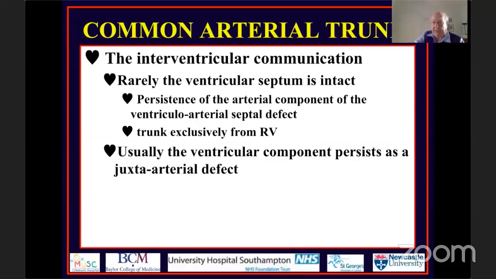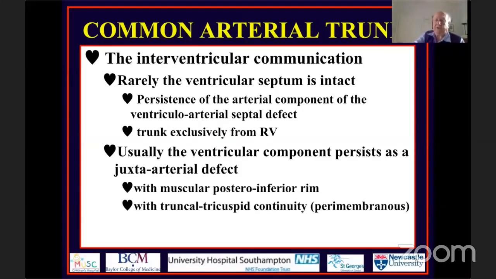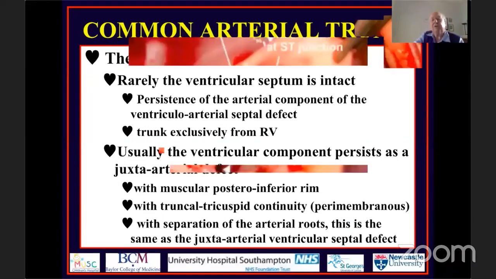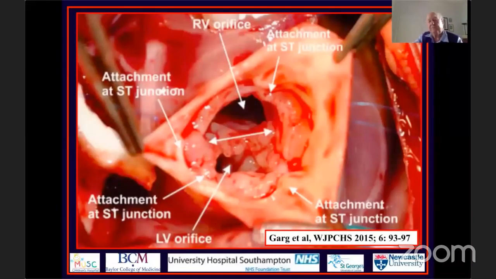I'm going to show you that that is a juxta-arterial defect. It can have a muscular posterior inferior rim, or it can be perimembranous. What I'm going to show you is that that is key to understanding the vulnerability of the conduction axis during surgical correction. Then I'm going to compare that with the situation where we have separation of the arterial roots, but still with an interventricular communication, and this is the juxta-arterial ventricular septal defect.